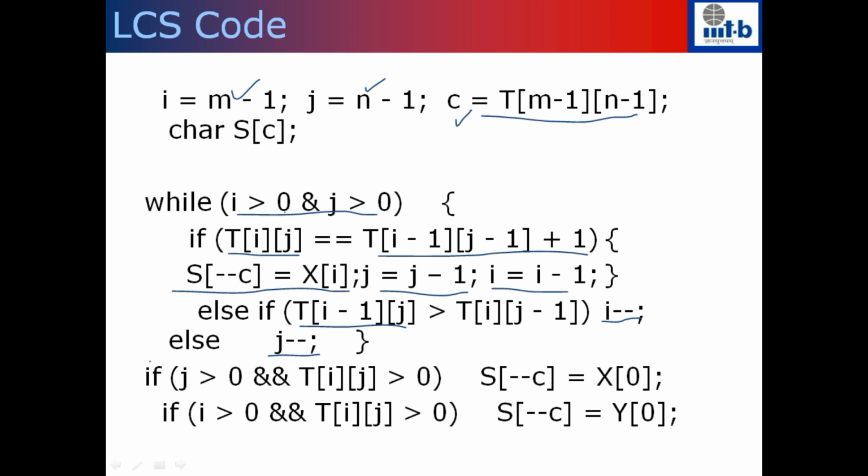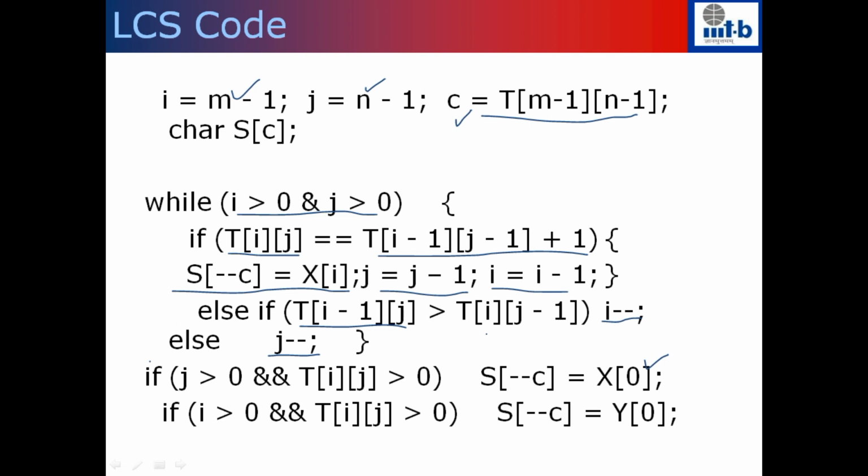We will come out of this loop when one of them is 0. If j is not 0, then T of i comma j is greater than 0. Then we have to take x of 0 into the longest common subsequence. Similarly, if i is greater than 0 and T of i comma j is also greater than 0, then j has to be 0. If j has to be 0, that means that we are looking at y of 0.